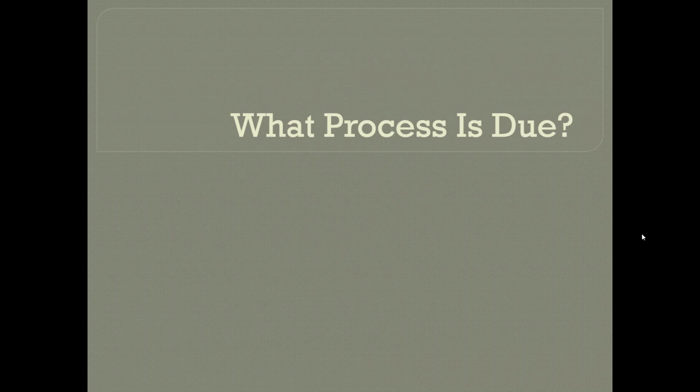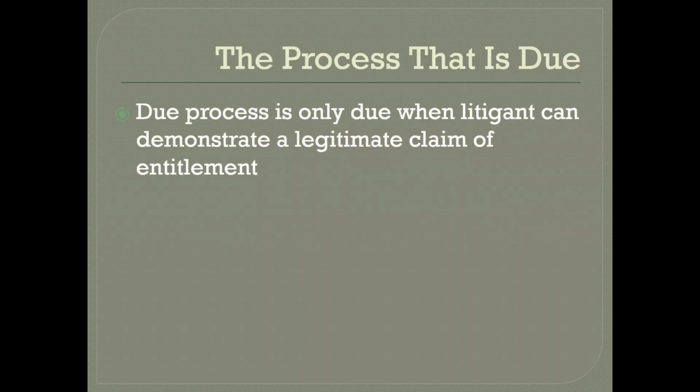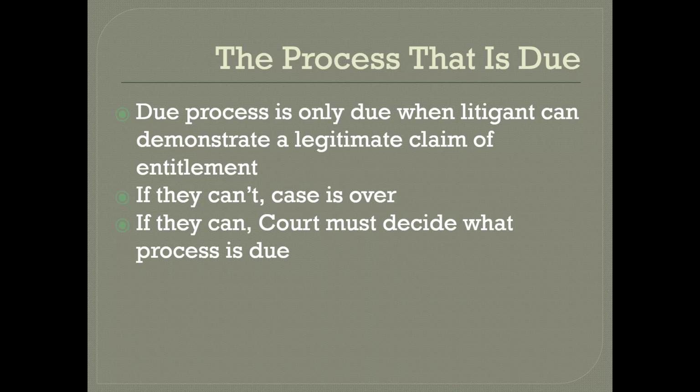So, assuming that the court has answered yes to that second question, that there has been a deprivation of property, then, of course, we have to figure out what process is due. And the process is only due when a litigant can demonstrate a legitimate claim of entitlement, as we've just talked about. And so if they can't do that, the case is over. So that's our first question. Do they have a legitimate claim of entitlement? If they don't, the case is over. If they do have a legitimate claim of entitlement, the court then has to decide what process is due.